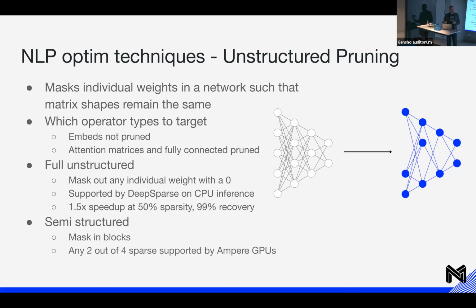So this is something that NVIDIA has with their Ampere GPUs, where if you look at subsequent blocks of 4, any 2 of those can be 0, and they'll be able to generate speed up from that. And usually this gets about 1.25x speed up, actually I should say in the best case, 1.25x speed up for 50% sparsity and 99% recovery.